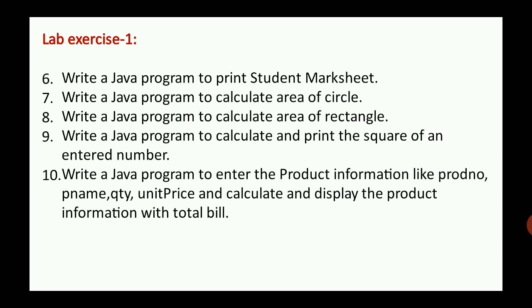The seventh program is to write a Java program to calculate the area of a circle. What is the formula for calculating the area of a circle? Pi r square. You can store the area in a variable, suppose a, equal to pi r square. Pi is fixed, so you can write 3.14 instead of pi. R is unknown, so you have to take input r, that is the radius, from the user, then write down this formula and print the area of the circle. In the same way, you can calculate the area of a rectangle also.